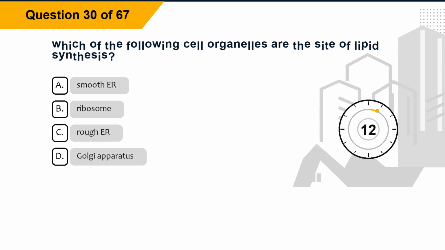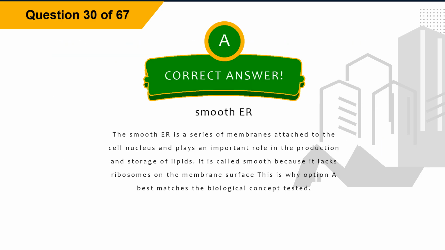Question 30. Which of the following cell organelles are the site of lipid synthesis? Option A. Smooth ER. Option B. Ribosome. Option C. Rough ER. Option D. Golgi apparatus. The correct answer is option A. Smooth ER. Explanation. The smooth ER is a series of membranes attached to the cell nucleus and plays an important role in the production and storage of lipids.